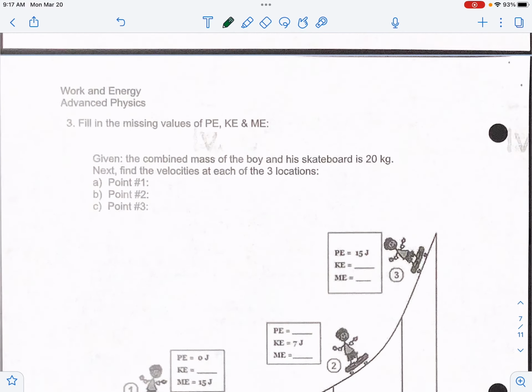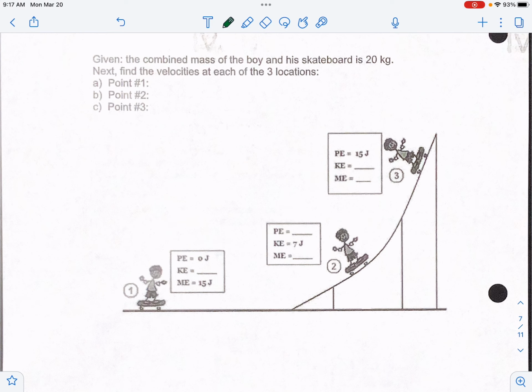Now let's go on to a little more. We've got to do a little bit more solving on page 31. Again, remember that mechanical energy never changes.